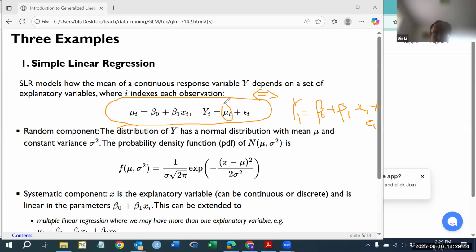It's just replacing mu_i by this part, and then you have this. So why do I need to write it this way? Because that way you can easily see the link function for simple linear regression. The link function is just the identity function, because mu_i is just the expected value of y_i. That's the notation. So the link function is just itself.